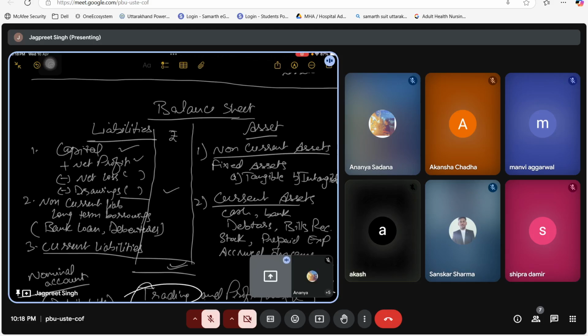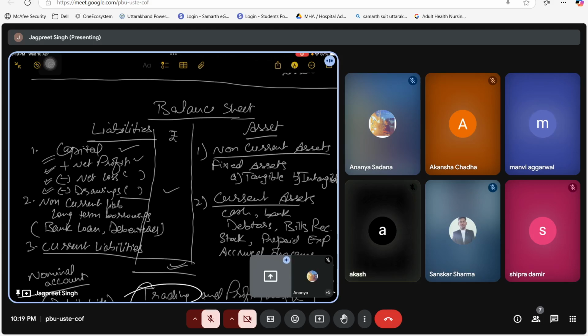So in the balance sheet, first of all we will write capital. Capital is the same thing which we discussed on the first day. If there is a net profit which we received from the profit and loss account, we will add it. And if we get a net loss from the profit and loss account, we will deduct it. And apart from this, if we have drawings, does anyone remember what drawings was? I discussed this part also while discussing basic terms of accounting.